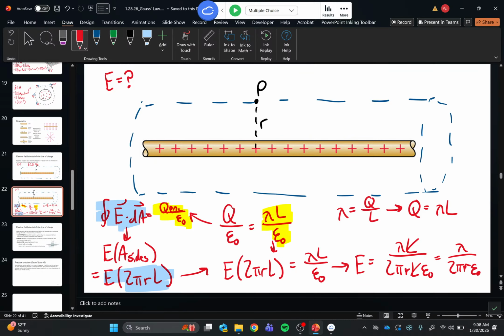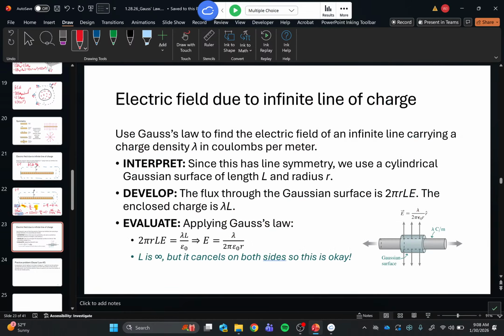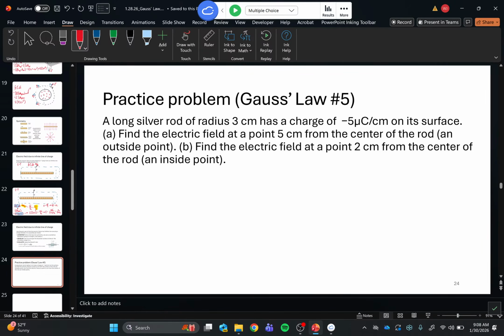What's an L? Like a lambda? Yeah, there were two L's. There was an L to get the area, and there was an L to get the charge. Now this is an infinite rod, so it would be really bad if we left L in there, because L would be infinity, but it cancels. So we don't worry about it. It's a beautiful thing. Oh, it's crossed out. Okay. All right. So this is the same thing, just in words.